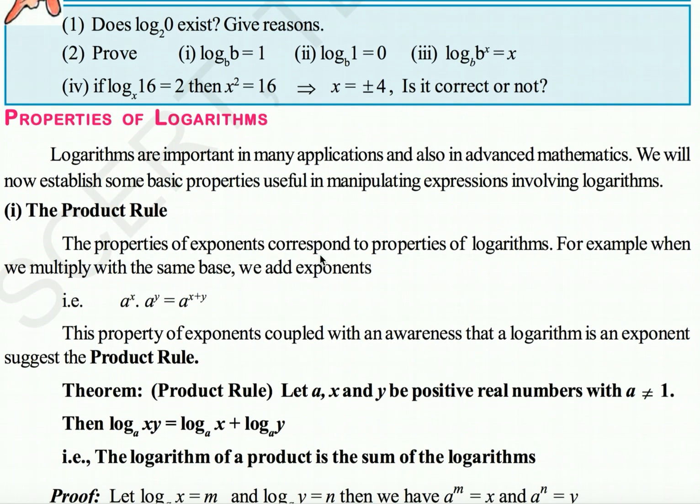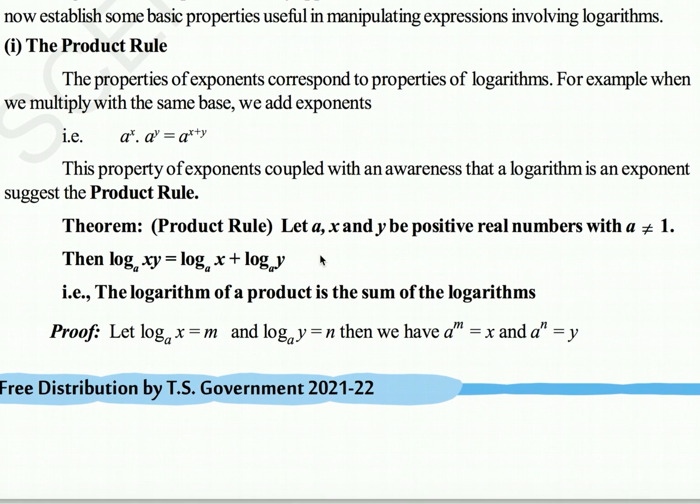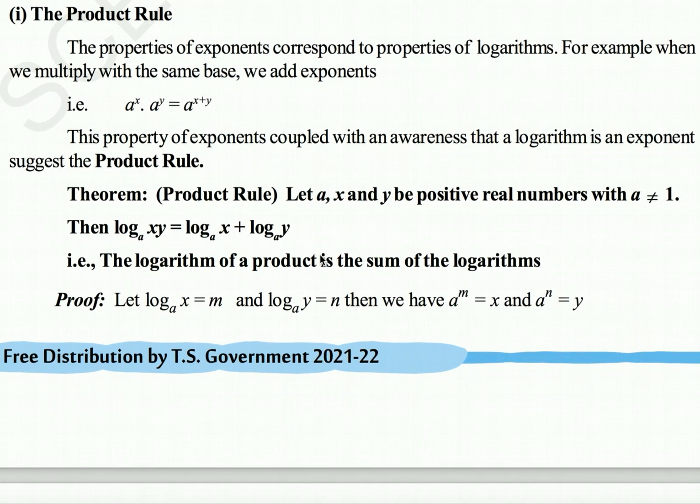Properties of logarithm. Logarithms are important in many applications and also in advanced mathematics. We will now establish some basic properties useful in manipulating expressions involving logarithms. The product rule: the properties of exponent correspond to properties of logarithm. For example, when we multiply with the same base, we add exponents, that is a power x into a power y equal to a power x plus y. This property of exponents coupled with an awareness that a logarithm is an exponent suggests the product rule.